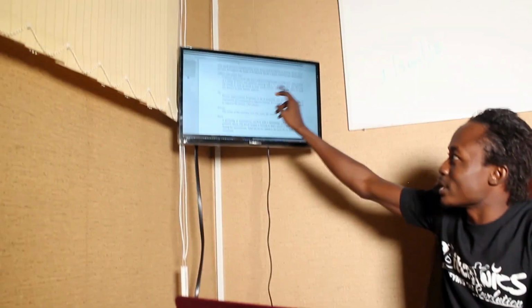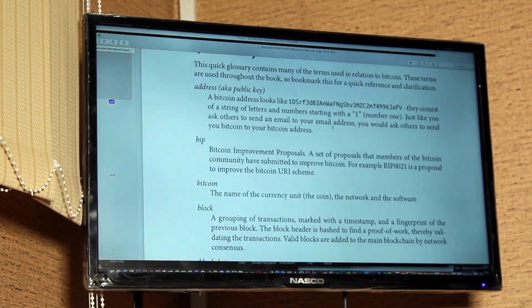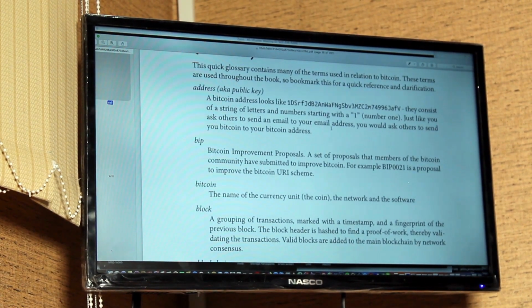Now, over here he is saying that a Bitcoin address looks like what you can see on my screen. That is 1D, whatever, a funny combination, and they consist of a string of letters and numbers, usually starting with a number. It can be 1, it can be 2, it can be 3, it can be anything. It usually starts with a number. Just like you ask others to send an email to your email address, you would ask others to send Bitcoin to your Bitcoin address. And as I mentioned in the previous lesson, you cannot ask somebody to send you his Bitcoin address without the person actually having a Bitcoin wallet. It's just like asking me to send you an email when you don't have an email account. How on earth are you going to have an email address? Basically, you must first have an account.